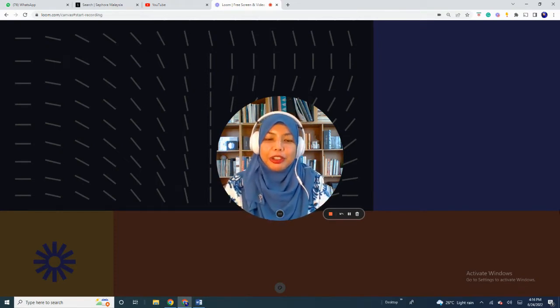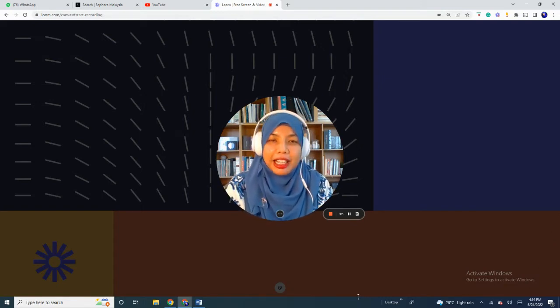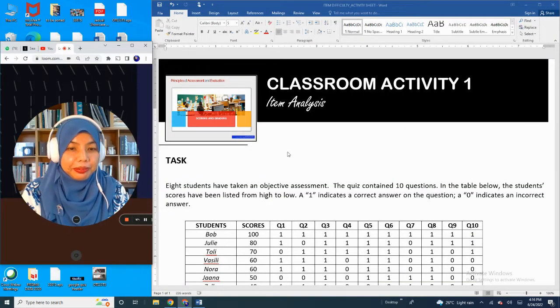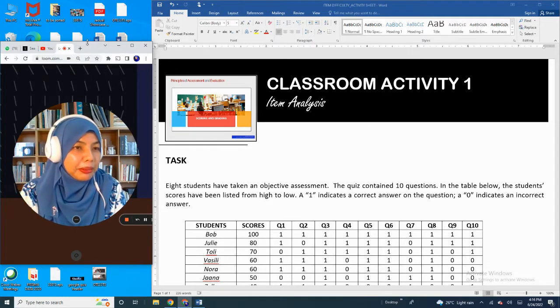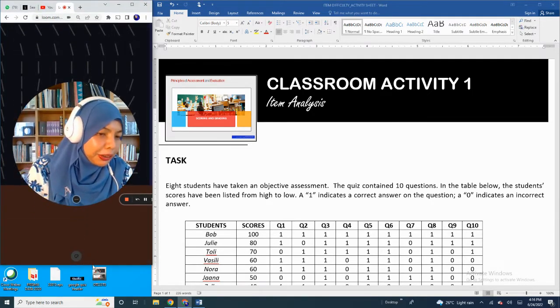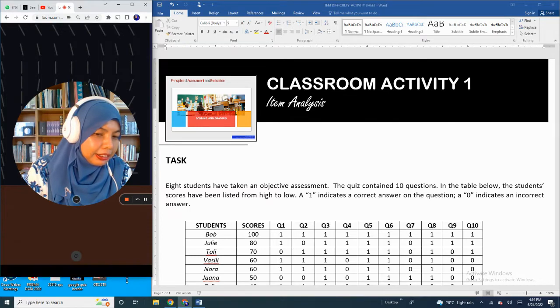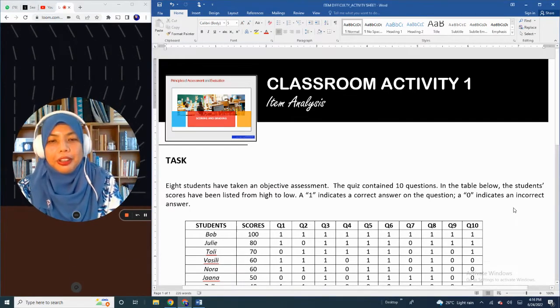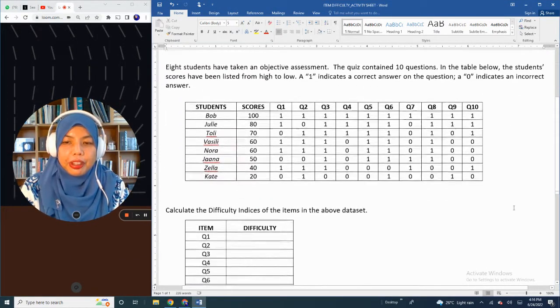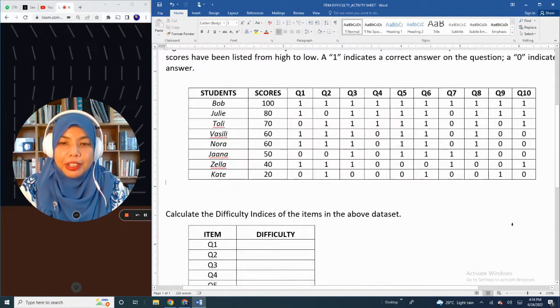So first, we are going to look at the exercise as well as the data set that we are going to calculate and turn into indices. All right, let me just make myself occupying the entire space here. Okay, so let's have a look at this data set.